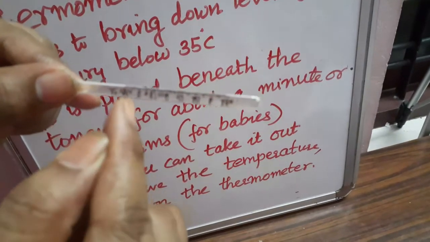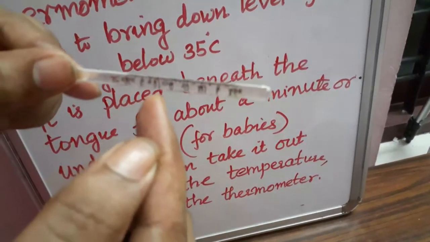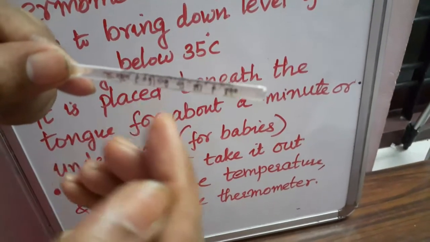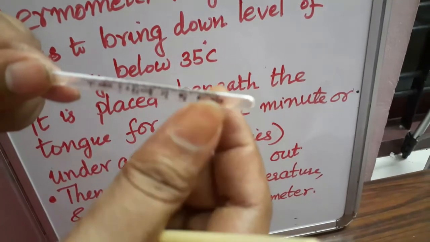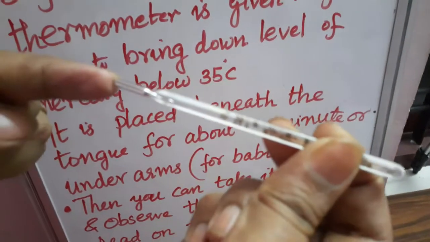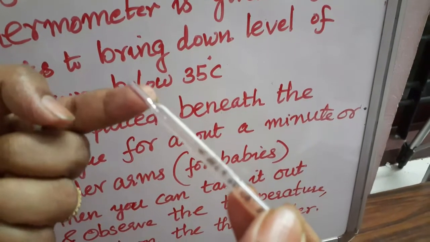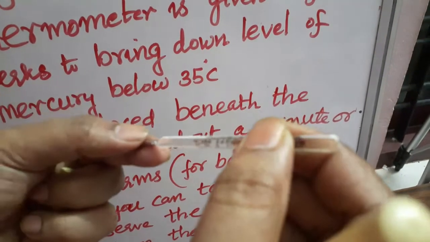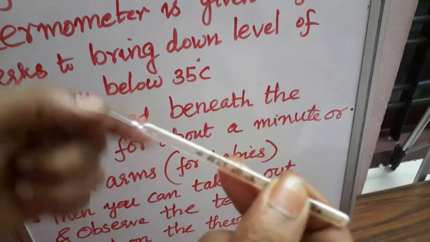In the case of Fahrenheit, if it goes beyond 98.5, we can say you have fever. Otherwise, if it is below, that is the normal temperature. This is the bulb side of the thermometer. We should keep this side pointing under the tongue or under the arms.